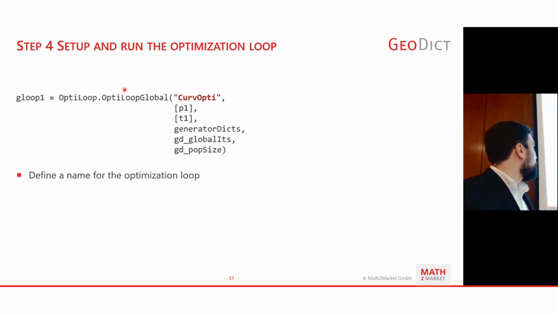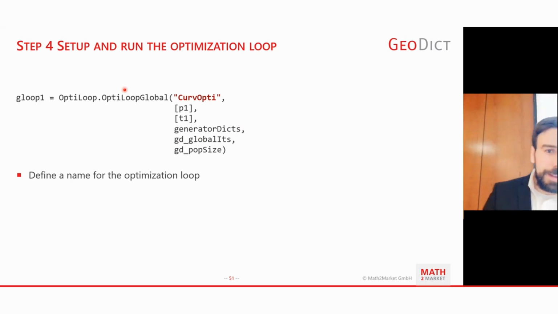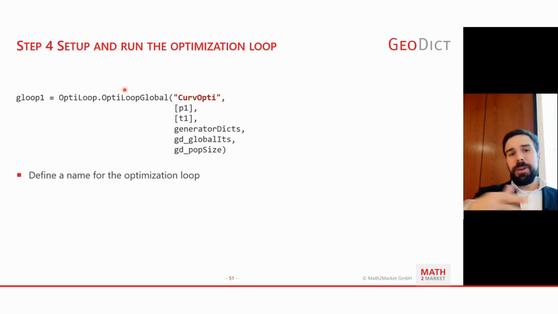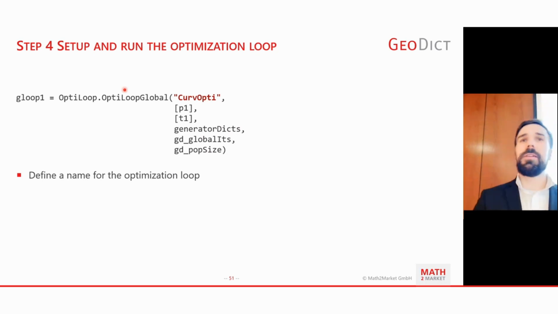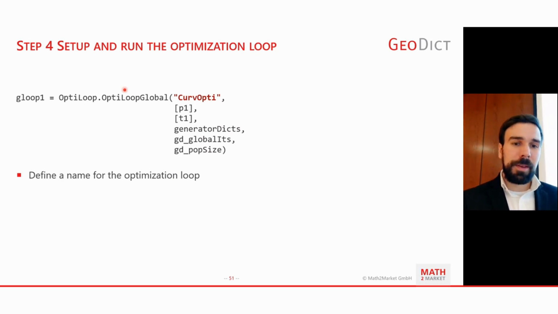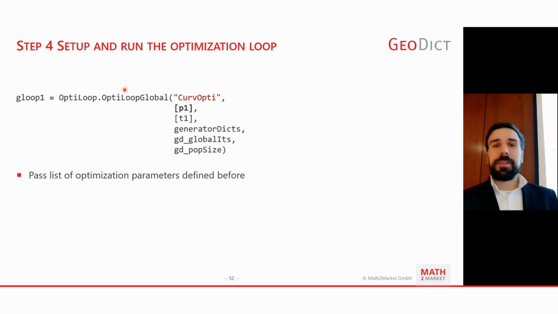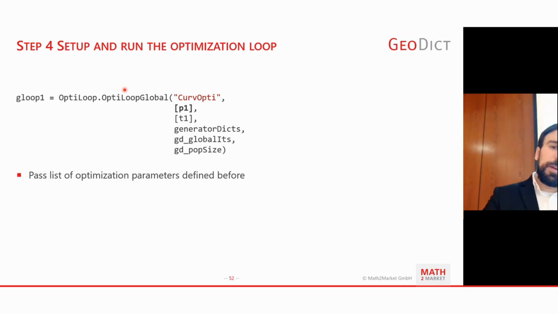So this has a few more parameters, but the first one is again just a name. That's just because if you have multiple of these loops, the result file will show convergence plots for each of them, and you want a name to differentiate them. Okay, easy. The second one is our parameters. So like 5 slides before, we defined our optimization parameter P1, and we just put that in here. So here it's a list with one entry. In reality, that will be a list of maybe 4 to 5 entries.